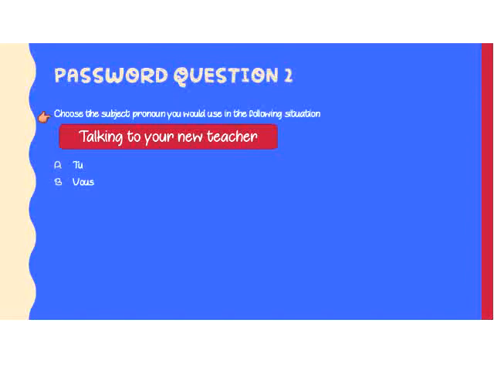So choose the subject pronoun that you would use in the following situation. Talking to your new teacher. Is it tu or vous? Go ahead and choose your response.